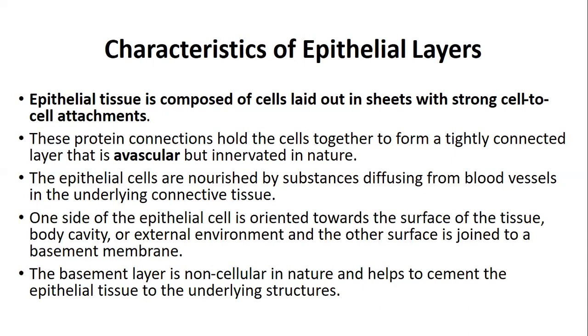Epithelial tissue is composed of cells laid out in sheets with a strong cell-to-cell attachment. So from one cell, like we spoke about earlier on, where we have one cell on top of the other, then it makes up the tissue. And this is what the epithelial tissue is made up of.